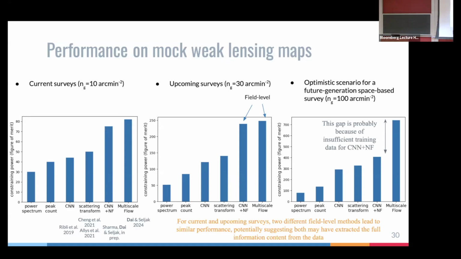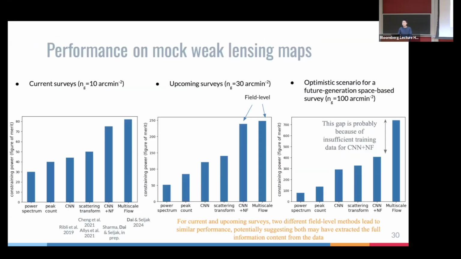Here I show you these two different columns. Both of them are field level, but they actually use very different architectures and methods. But we see that they kind of converge on the constraining power, which potentially suggests that we may have already extracted the full information from the data.